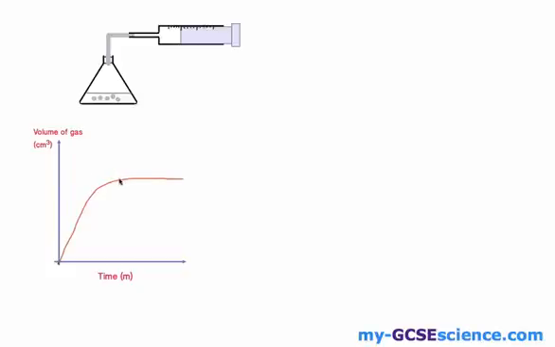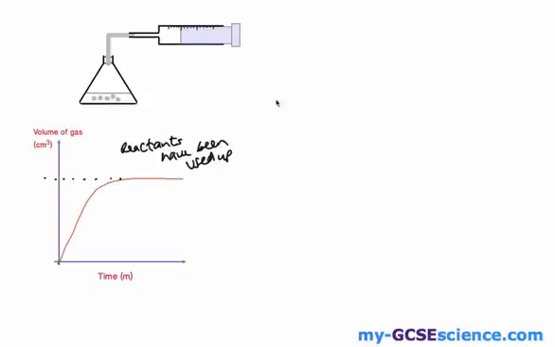You don't collect any more than a certain amount of gas, and this is because the reactants, either the acid or the marble chips, have been used up. So the reactants are used up, and therefore there's no more gas produced, so this has leveled off.